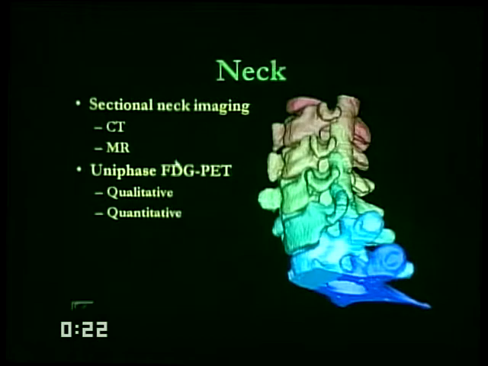In sectional imaging, we use CT and MR. These are the mainstays of neck imaging. CT is used when you don't know what's going on. In virgin cases, CT is universally used. Once you have a lesion and you need problem solving, that's when you go ahead and get an MRI. Sometimes MR may be used for congenital disorders in the neck, but not as a primary study of choice when evaluating for neck pathology. Uniphase or monophasic FDG PET imaging may be used with qualitative or quantitative techniques.